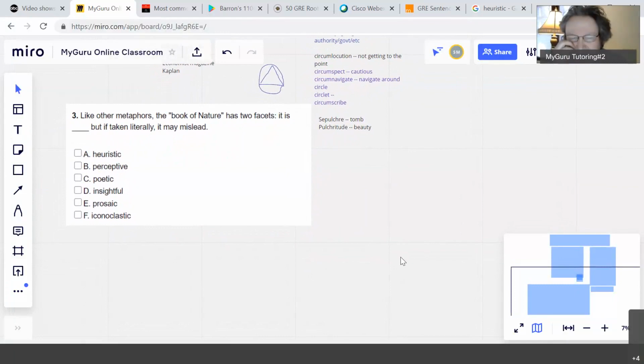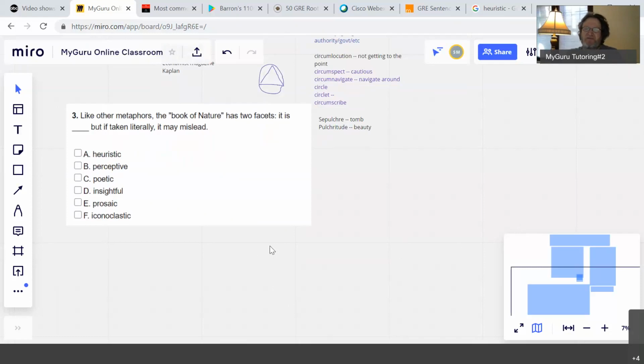Okay, what I wanted to do was give you an example of a mix of words here. Some of them you will know. Obviously, you'll know what poetic means. You probably know what insightful means. But there are also some tougher words in here as well.